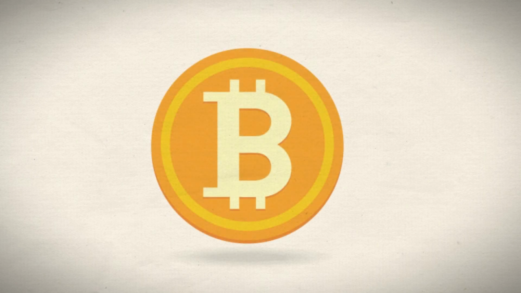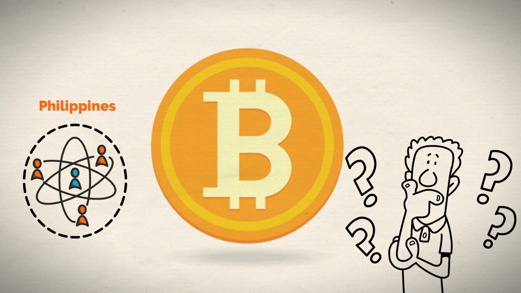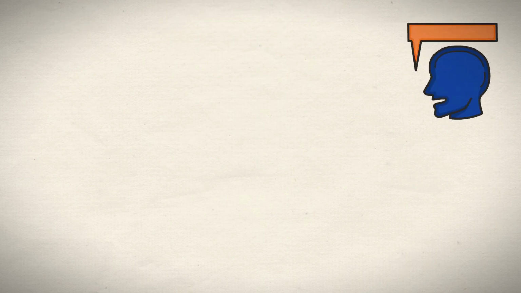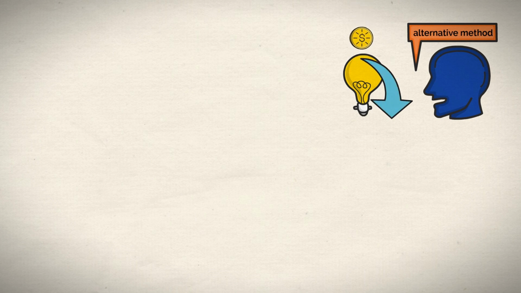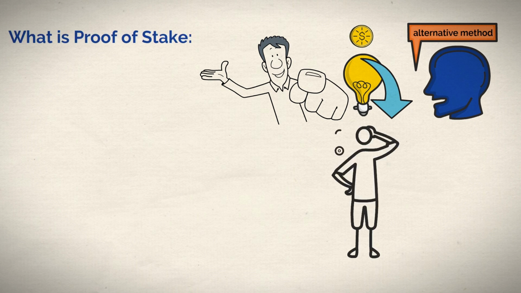Did you know that Bitcoin uses more energy than the entirety of the Philippines? Pretty unbelievable, right? What if I told you that there was an alternative method that could significantly reduce how much energy cryptocurrencies use? Then let me introduce to you Proof of Stake. So what is Proof of Stake?